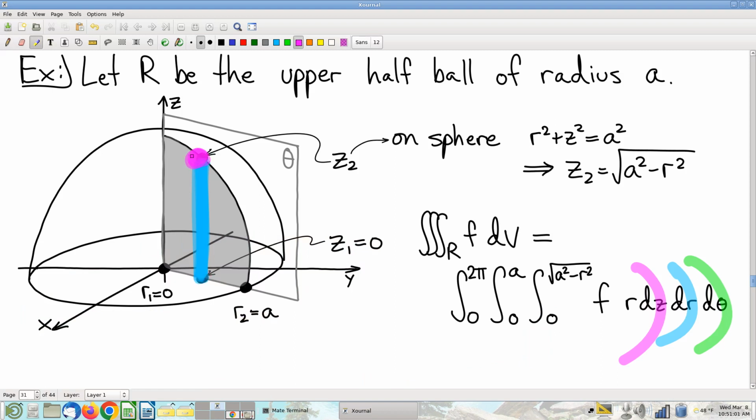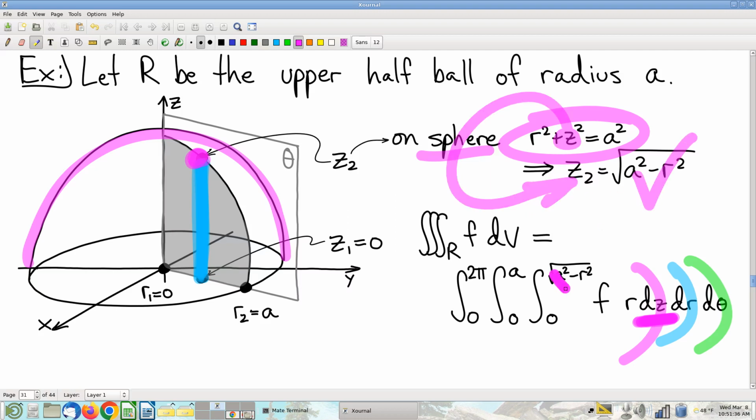And here's where you have to start being careful. That point, what do I know about that point? Well, it's on that surface. It's on the sphere, which has this equation in cylindrical coordinates. And again, we need it in cylindrical coordinates because we're studying this in cylindrical coordinates. There's the equation of a sphere in cylindrical coordinates. Now again, remind yourself what you're looking for. We're looking for z bounds. So in this equation, I need to solve for z. And that gives me my upper z bound.